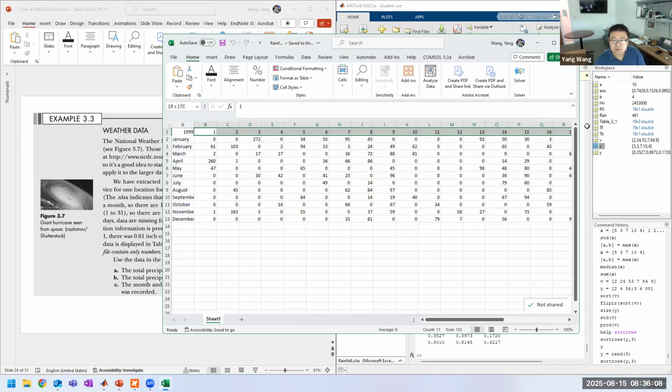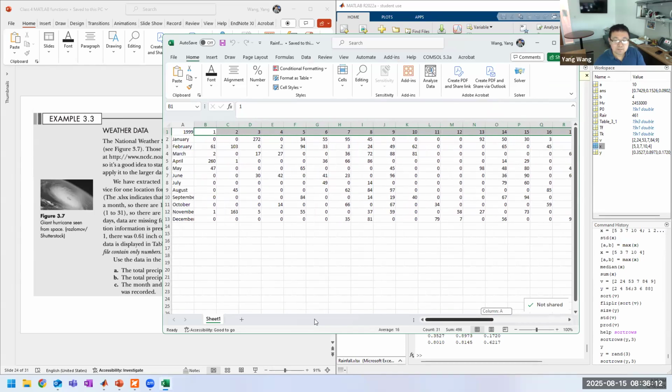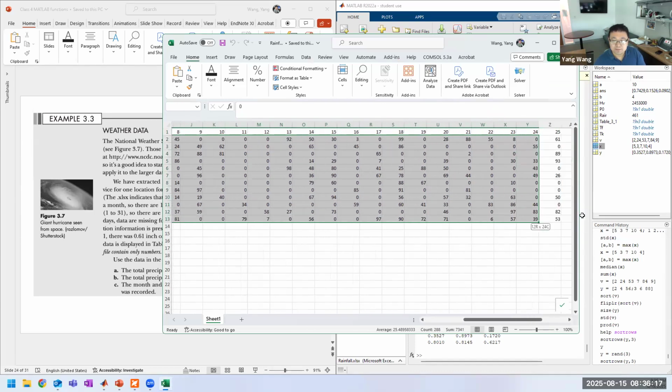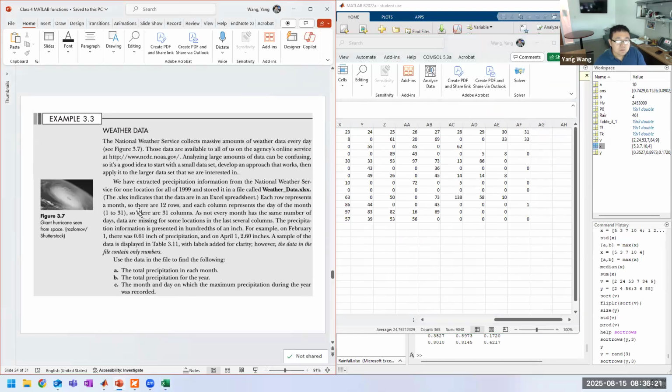This is the day number, right? This is the day number. And then basically this is the precipitation or the rainfall. Okay, so each row represents a month, so there are 12 rows. Each column represents a day, so there are 31 columns. As not every month has the same number of days, data is missing for the last several columns.